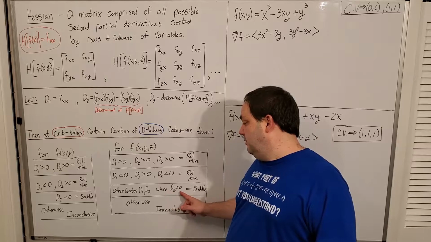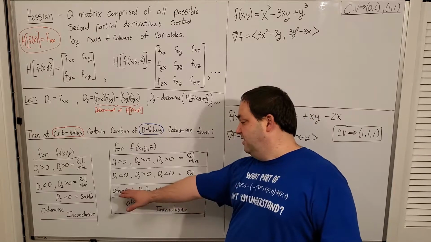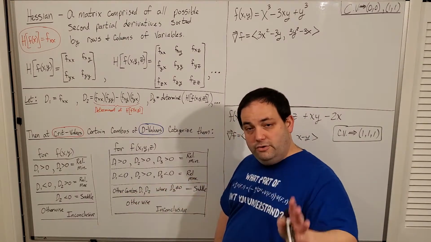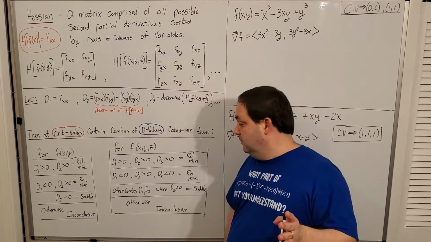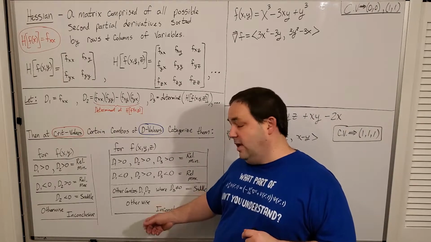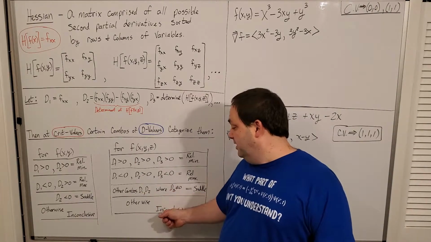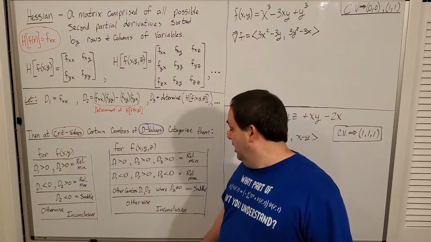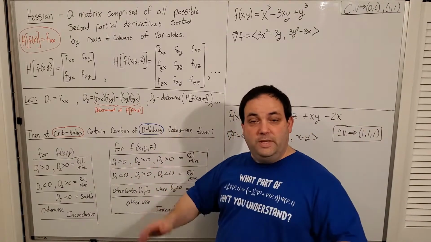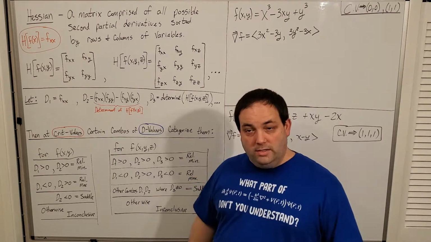Now, as long as D3 is not 0 and you have some other combination of the other 2 determinants, that's going to indicate that you have a saddle point. And then everything else that's inconclusive would be where D3 is equal to 0 and you have other weird combos of things maybe being undefined or whatever. Inconclusive just means that you have to go analyze it otherwise.